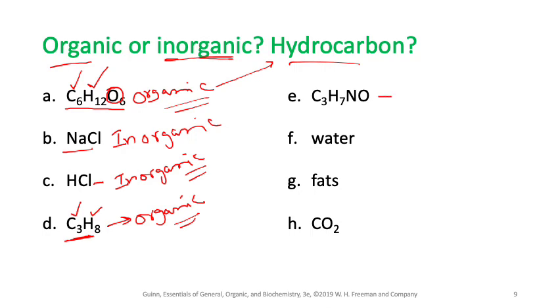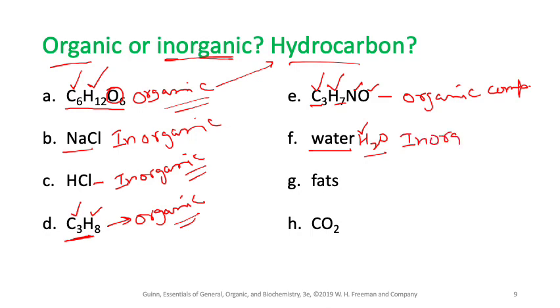The fifth one is also an organic compound. Why? Because it's made up of carbon and hydrogen, and sometimes some non-metal also gets attached, right? But basically it has carbon and hydrogen, so it's an organic compound. Water, which is H2O, has hydrogen but doesn't have carbon, so this is an inorganic compound. Then we have fat. Fat is an organic compound. We already talked about it in the beginning of this chapter. Then we have carbon dioxide. We know we have a carbon, but we don't have any hydrogen in there, so this is an inorganic compound.